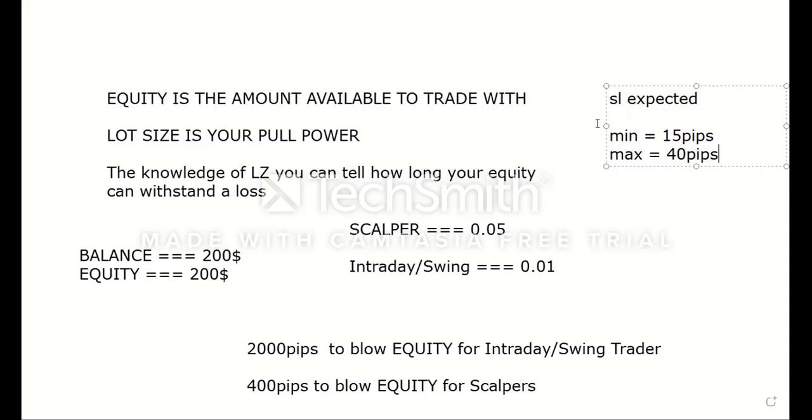As a scalper and as an intraday or swing trader, we want to be using an example of our SL max, which is 40 pips. So we want to correlate this. Now let's correlate this to our SL max.